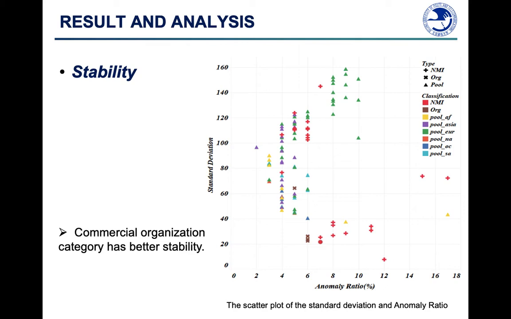The time service providers in the commercial organization categories have better stability. Their standard deviation values and anomaly ratios vary in a small range.